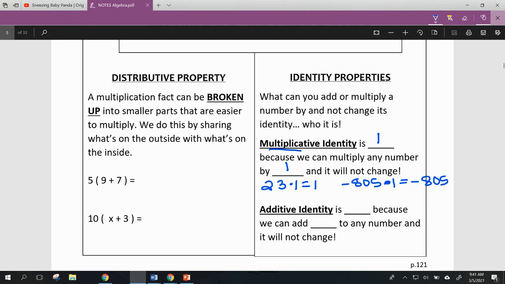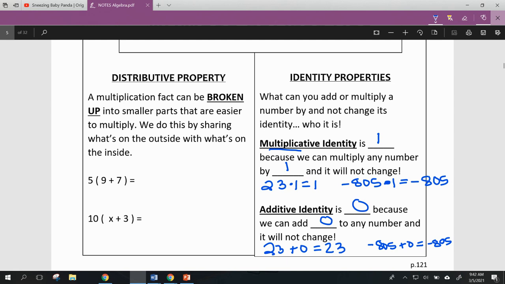All right, our additive identity is 0 because hello, we can add 0 to any number and it's not going to change. 23 plus 0 is still 23. Negative 805 plus 0 is still negative 805. All right, so just a basic thing to go over.